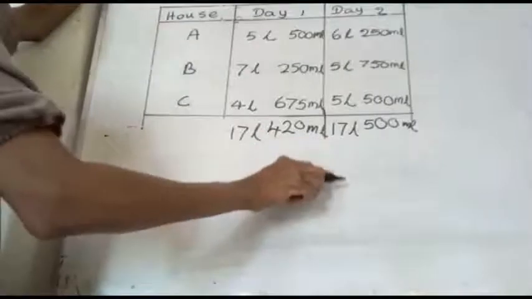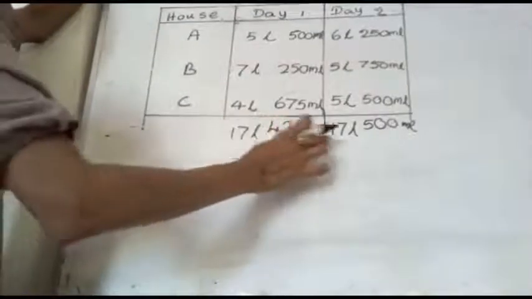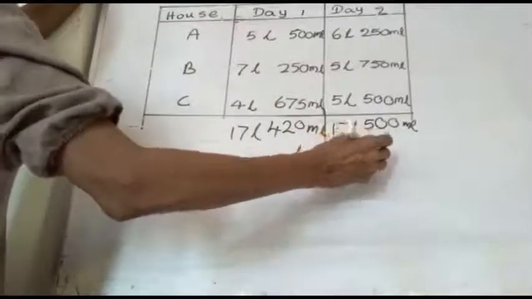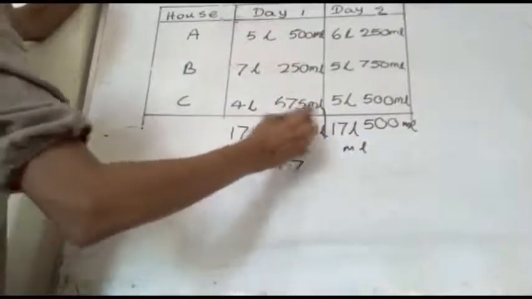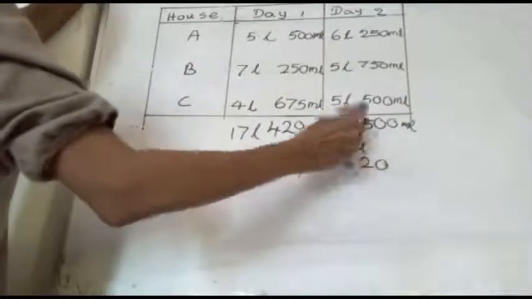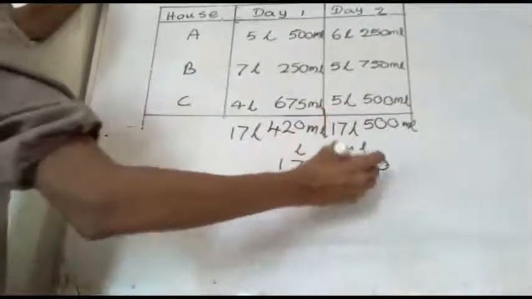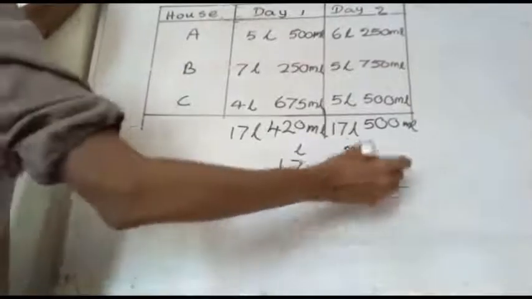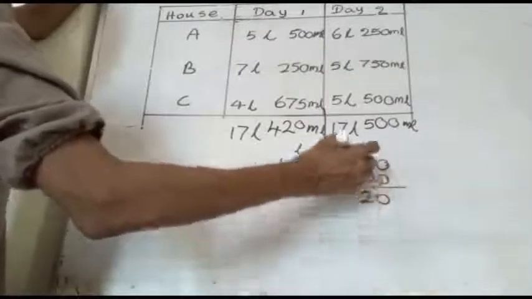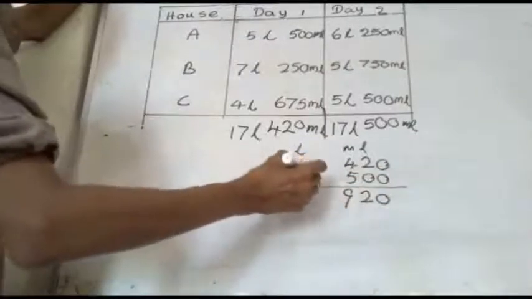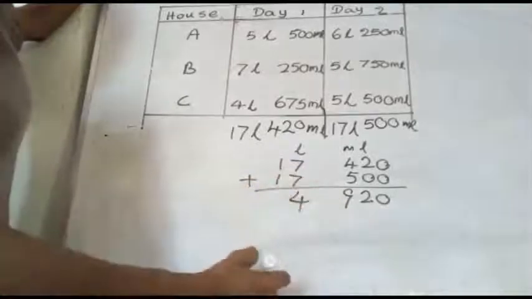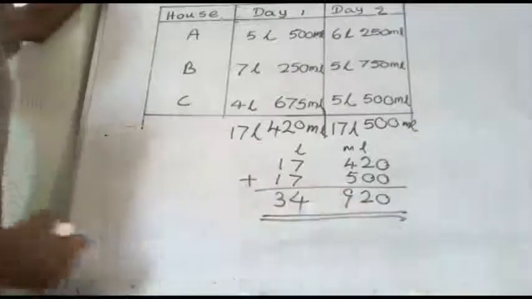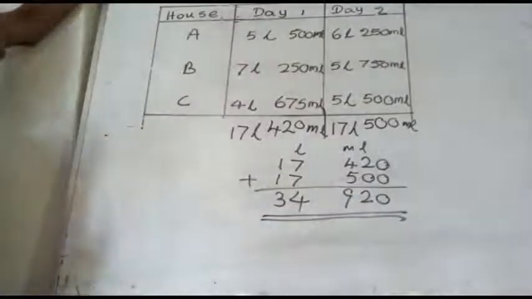We add these two volumes, liters and milliliters. 17 liters and 420 milliliters, 17 liters and 500 milliliters. We add them. 0, 2, 4 plus 5, 9. 7 plus 7, 14. Remaining 1. 1 plus 1, 2. 2 plus 1, 3. 34 liters and 920 milliliters.